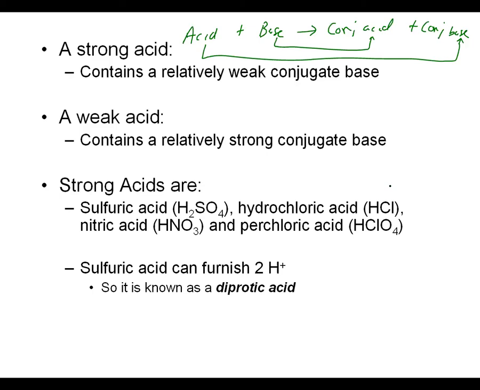Now, there are some strong acids. H2SO4 is considered a strong acid. Hydrochloric acid is a strong acid. Nitric acid is a strong acid. Perchloric acid is also another strong acid. Some other strong acids, again, HBr is a strong acid. HI, which is hydroiodic acid, is also a strong acid. So there are six strong acids.